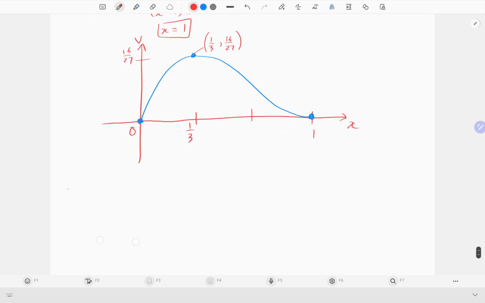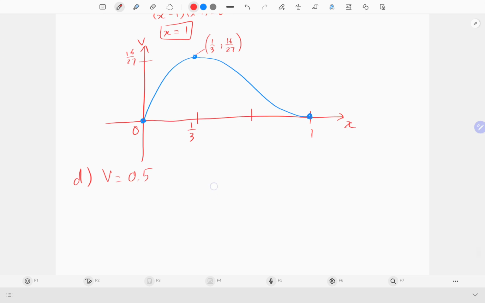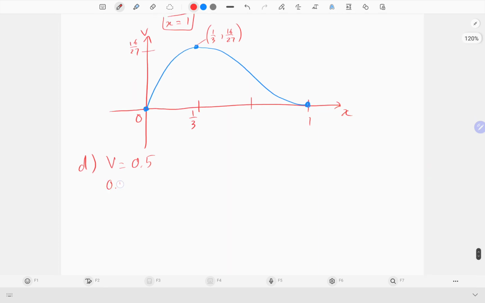Okay, question D. Find the values for which V equals 0.5. So how do we do this? Sub 0.5 into the original equation. That is correct. 0.5, which is 1 over 2, equals the V equation, x squared minus 2x plus 1. Are we doing the factorized one? Hang on. This one you need to use the calculator. You can't solve it by hand.